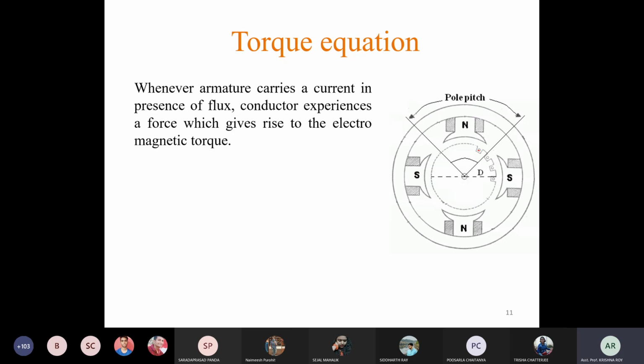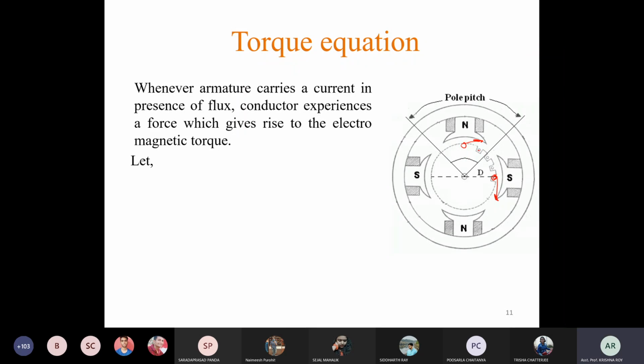So here we can see, if we consider one conductor here and another conductor here, these two conductors will produce some couple. It will experience some force in this direction and some force in this direction, so they will produce some couple. So we have to derive that torque, the generated torque or developed torque in case of motoring mode of operation.